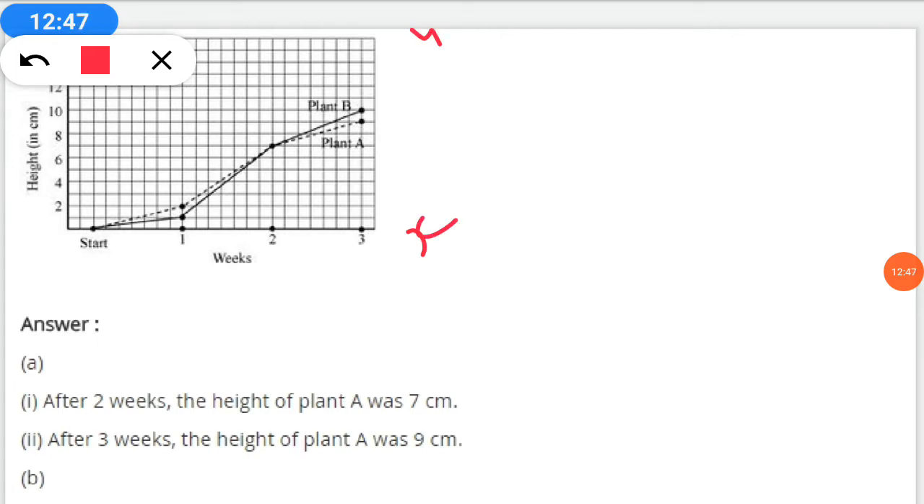First thing, here the weeks are mentioned: first week, second week and third week. And the height of the plant is mentioned on the y axis. So after 2 weeks the height of the plant was 7 centimeters. After 2 weeks, the height of the plant is 7. 7 is mentioned over here.